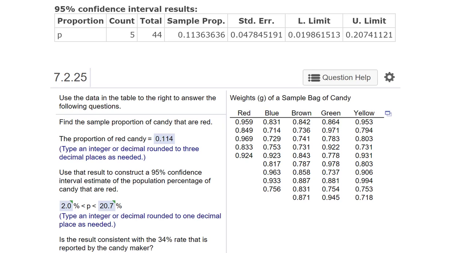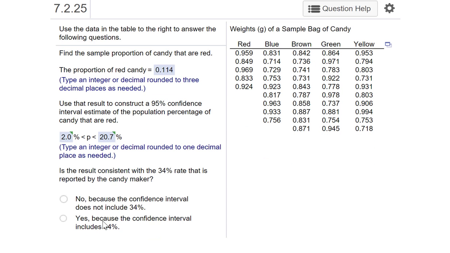You've taken a sample of 44 and discovered that your sample was 11.4%, but we know there can be some sampling error, right? And when we crunch that out, we get that confidence interval to be between 2% and 20.7%. So there's a 95% chance that my interval contains the true population proportion. So are we okay with that? Is the result consistent with the 34% rate reported by the candy maker? Think about it for a second before I tell you.